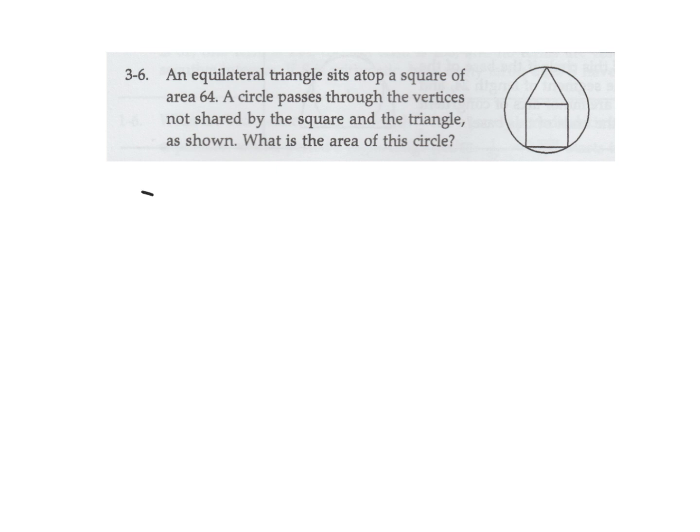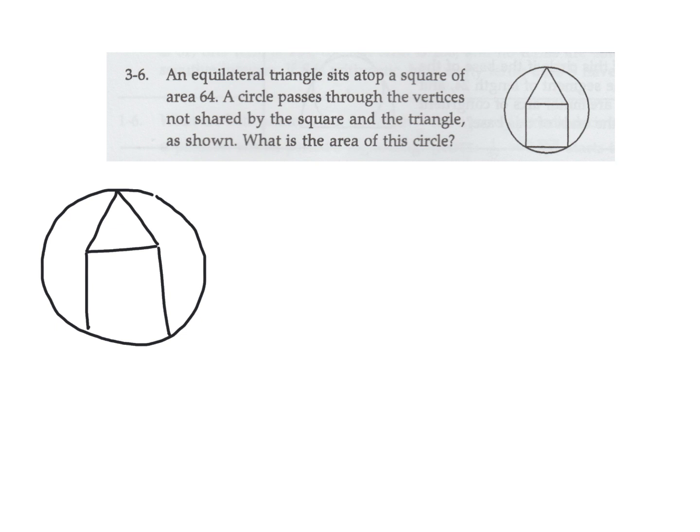So let's draw this a little bit bigger, and then I'll label it as best I can. So first we got this equilateral triangle that sits like that, and then we've got the square. Oh boy, that's not drawn to scale, but that's okay, you guys understand. Okay, so now let's label it.